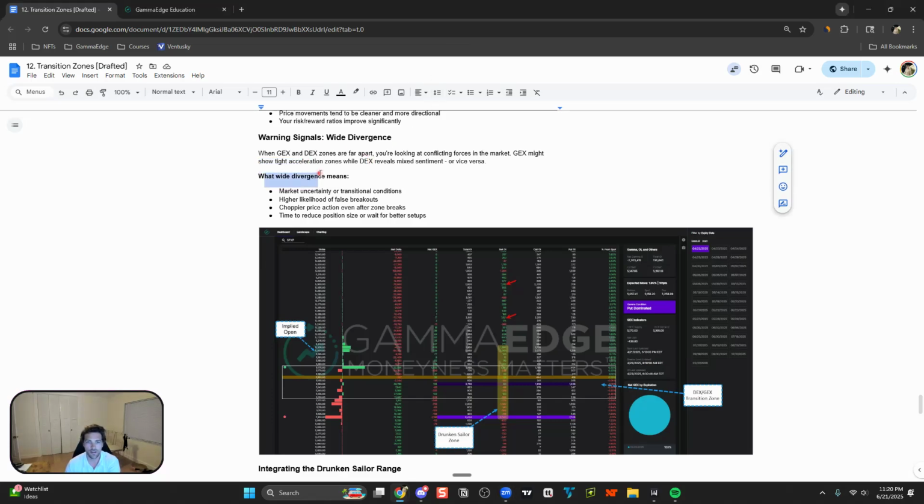And specifically, these wide divergences, wide transition zones mean that there is market uncertainty, or the market could be undergoing some kind of transition, with a higher likelihood of false breakouts and choppier price action even after the breakout zone. This is your time to reduce position sizing or just sidestep the market altogether and wait for better conditions.